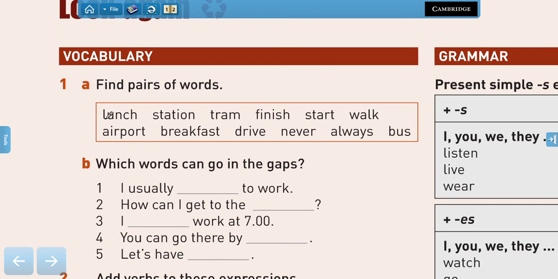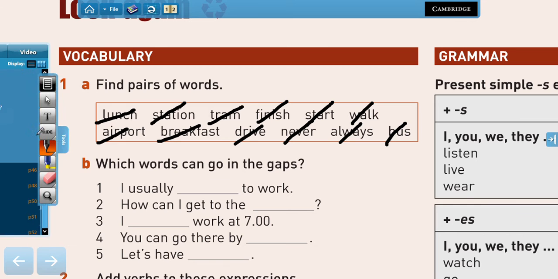So let's see. We have the word lunch and breakfast, right? We have a station and airport. We have tram. Remember that this is a type of bus and a bus, right? Finish and start, walk and drive, and never and always.